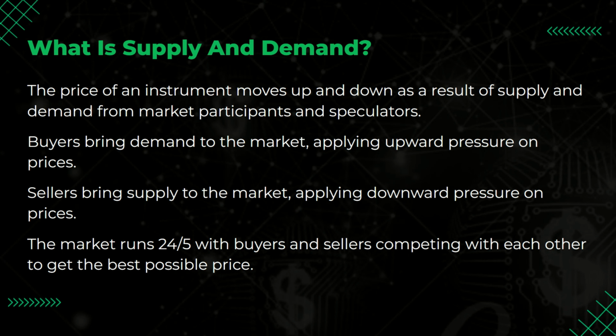So what exactly is supply and demand? The price of an instrument moves up and down as a result of supply and demand from market participants and speculators. Buyers bring demand to the market, applying upward pressure on prices. Sellers bring supply to the market, applying downward pressure on prices. The market runs 24/5 with buyers and sellers competing with each other to get the best possible price. This also applies in cryptocurrency, so if you're a crypto trader, this could also be seen as 24/7.